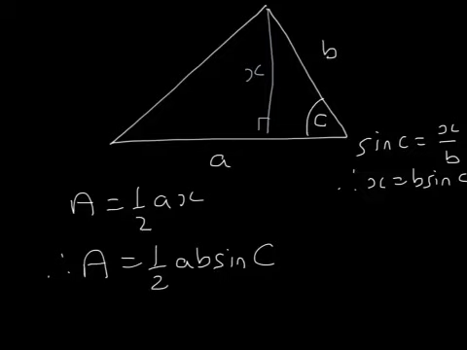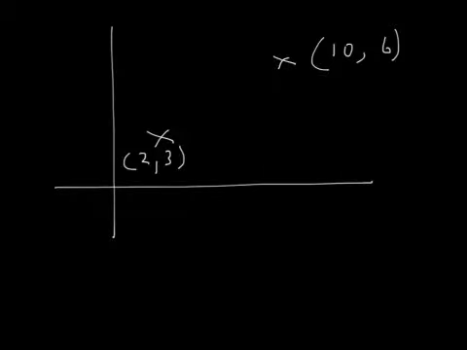The angle C is the angle between A and B. There's A, there's B. C is the angle between A and B. We've got two coordinates and we've got a line joining those two coordinates. What are the coordinates of the middle of that line?